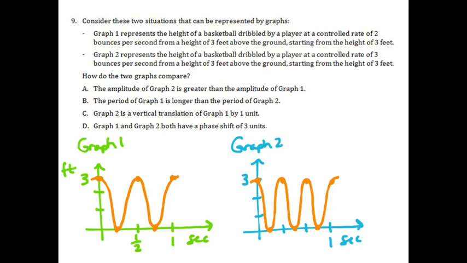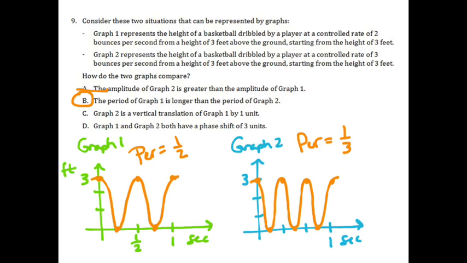How do they compare? Answer A, the amplitude of graph 2 is greater than the amplitude of graph 1. Well, that is not true. Both of these graphs have the same amplitude, so that's not the answer. B, the period of graph 1 is longer than the period of graph 2. So on graph 1, the time that it takes to complete 1 cycle, the period, is equal to 1/2. And on graph 2, the time to complete 1 cycle is only 1/3. And so yes, the period of graph 1 is longer. So it certainly seems like that's our answer.